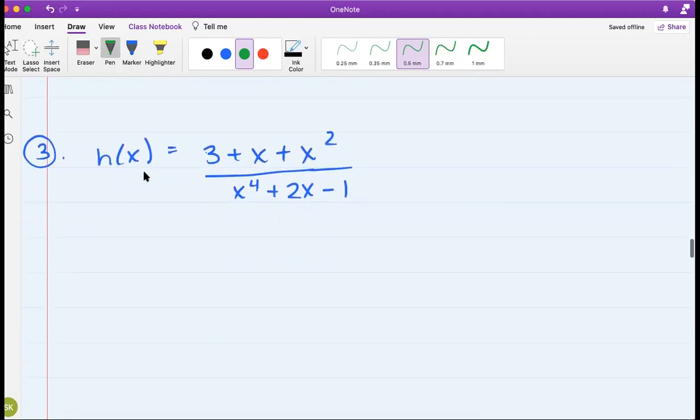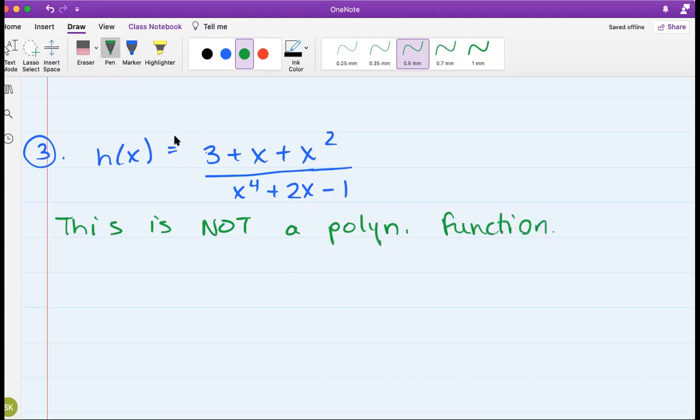How about this one? H of x is equal to 3 plus x squared over x to the 4th plus 2x minus 1. Notice that on the top of this fraction, I have a polynomial. And on the bottom, I have a polynomial. But I'm dividing a polynomial by a polynomial. When you have a division sign, that doesn't have to do with a coefficient, when you have x's over x's, then this is not a polynomial function. We will learn about these types of functions later on in pre-calculus.